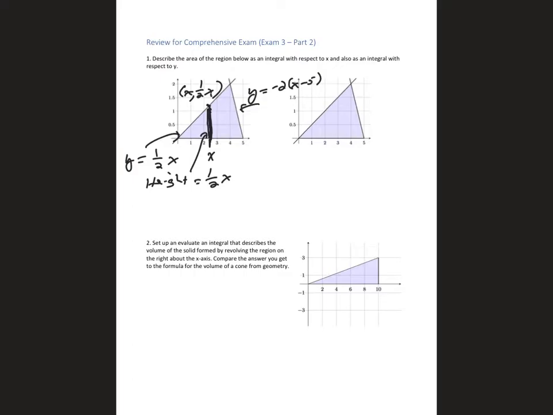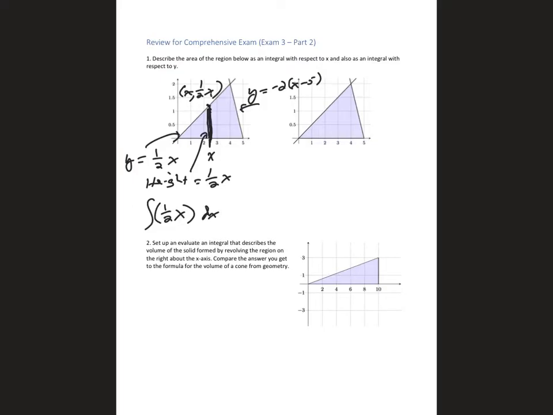So the total area I'm going to get by summing up those rectangles is the integral of 1/2 x. And notice that I only have that there because the bottom y coordinate is 0. So it's really the top y coordinate minus the bottom y coordinate. But in this case, that's just 1/2 x. And the width becomes dx.